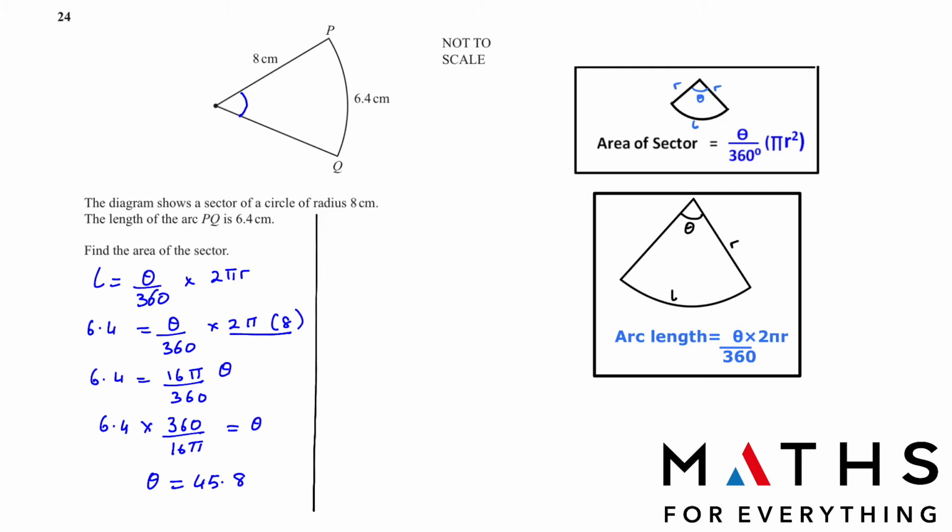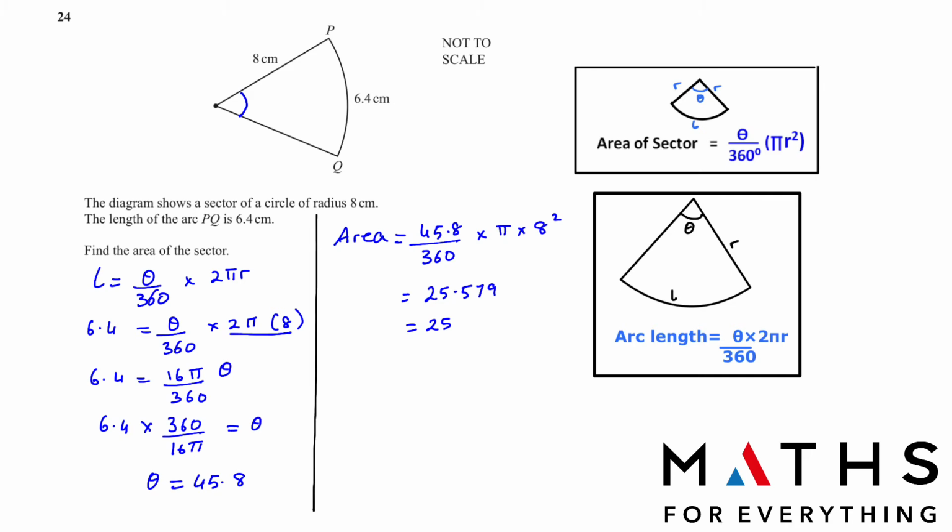Now that we have our theta, we can find the area by using our area formula. 45.8 divided by 360 multiplied by pi multiplied by r. R is 8. R square. That's it. This will give us 25.57.